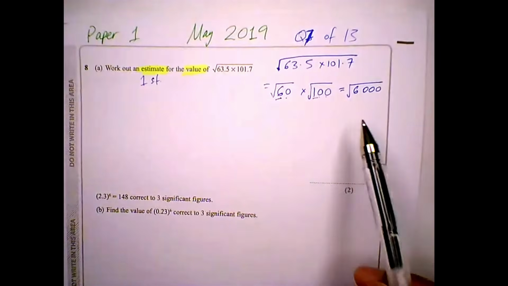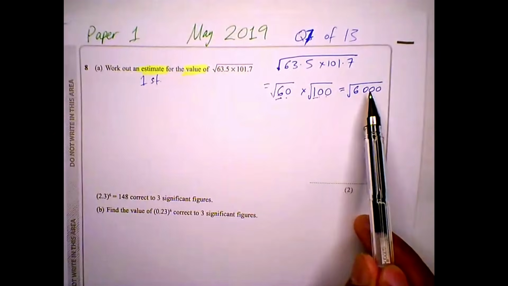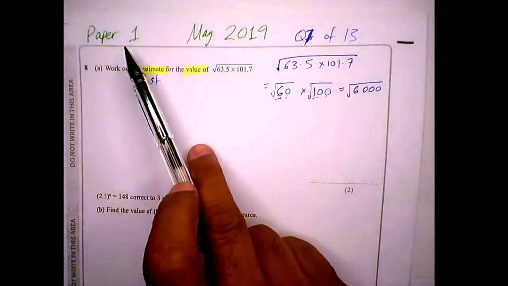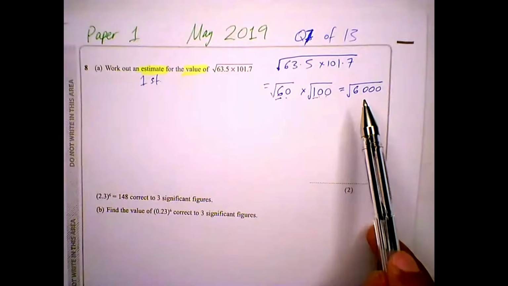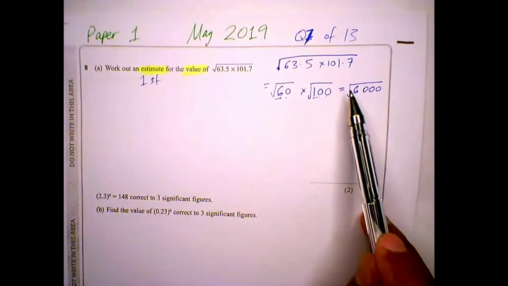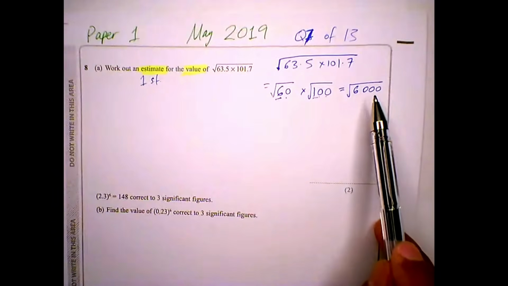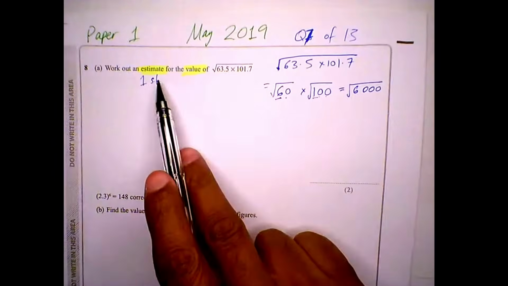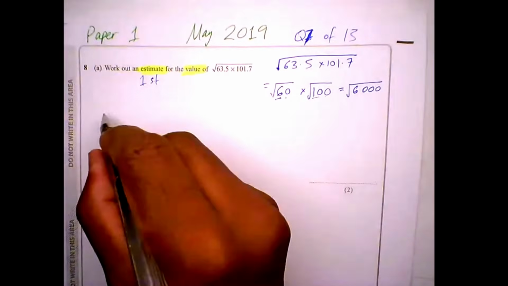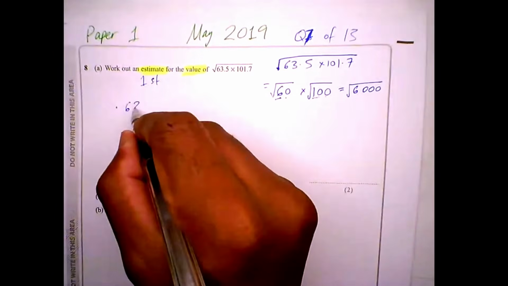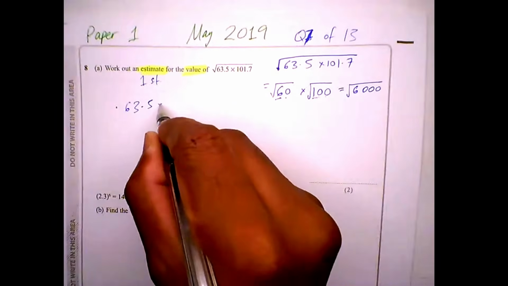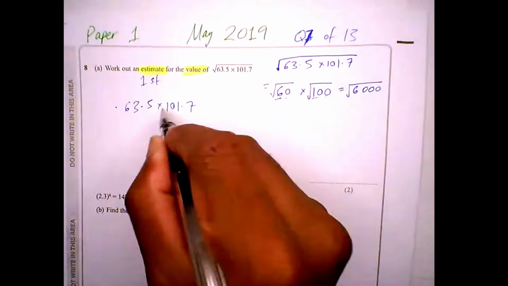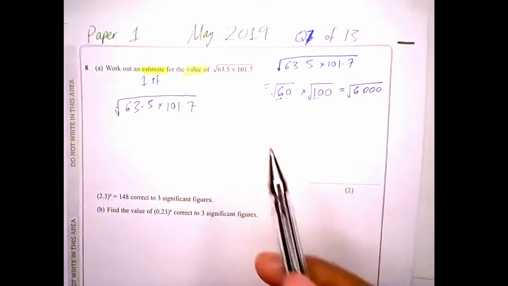Now the issue is it's not a simple answer, it's a paper 1, and it should be a simple answer. I don't want to be guessing. There must be another way of doing this. Because it's an estimate, I'm going to go back to the original question. I'm just going to rewrite it here. 63.5 times 101.7. Okay, I'm working with square roots now.